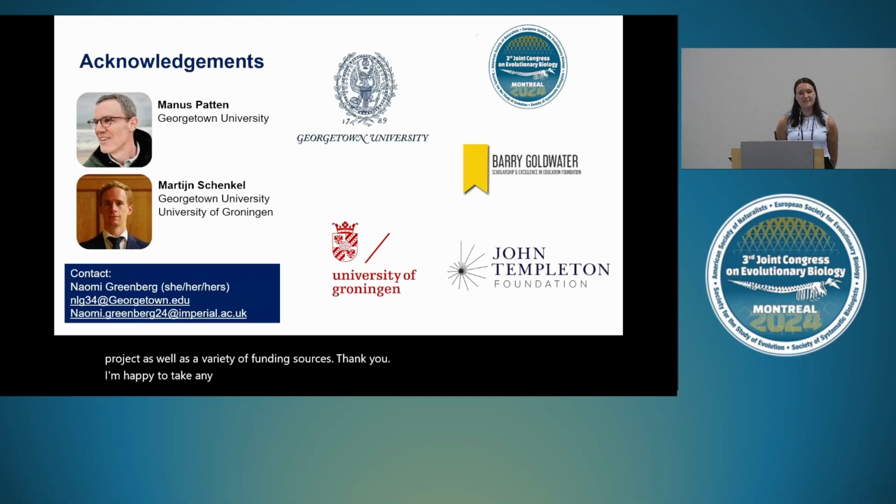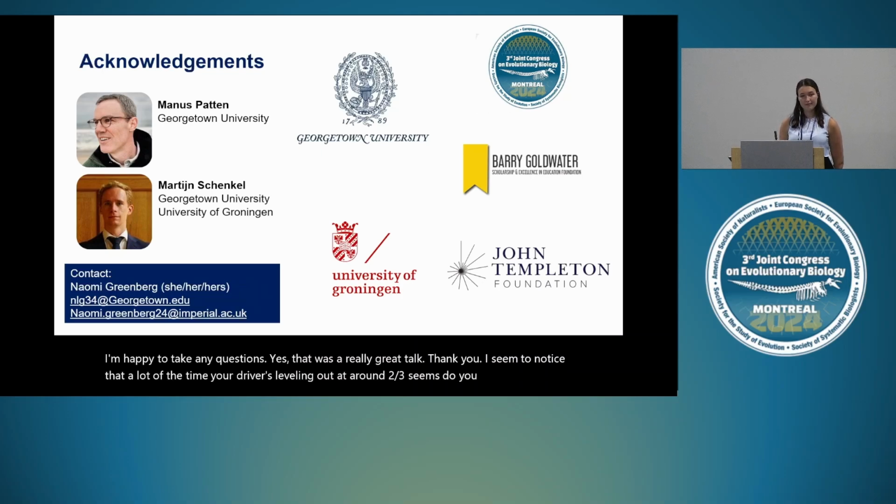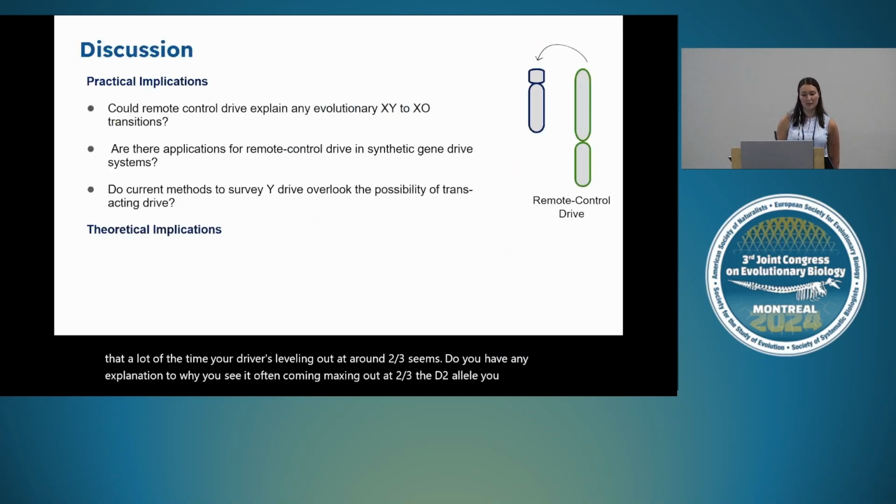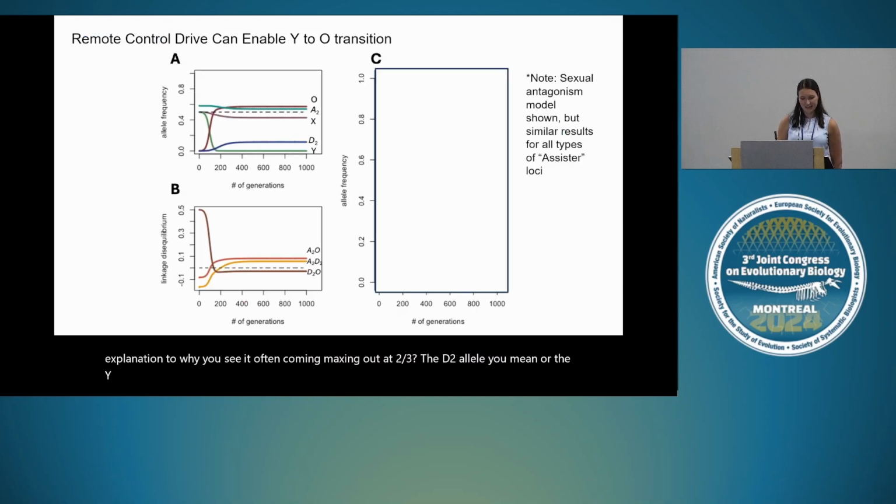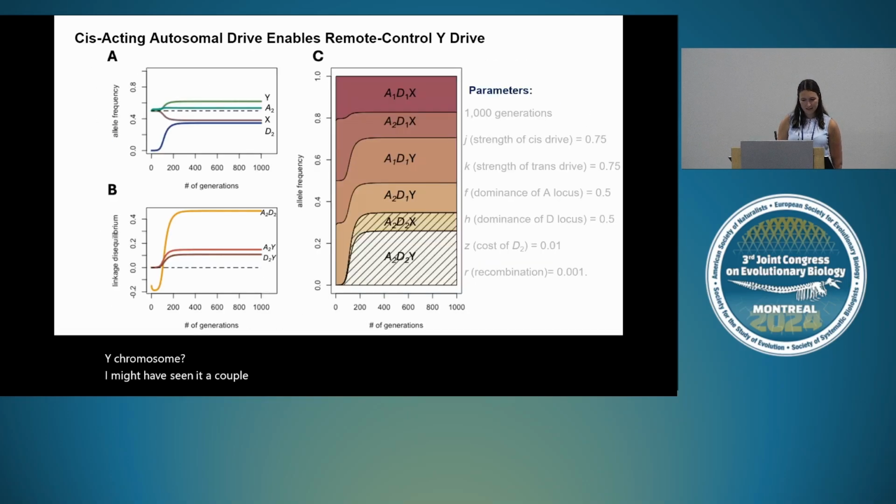Yes? That was a really great talk. Thank you. I seem to notice that a lot of the time your drive is leveling out at around 2/3. Do you have any explanation as to why you see it often maxing out at 2/3? The D2 allele, you mean? Or the Y chromosome? I might have seen it a couple of times maxing out at around 2/3.